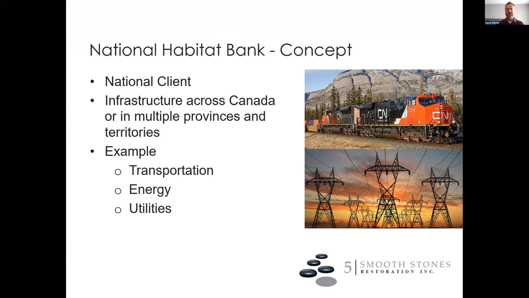what we're going to look at with this concept is a national client, a national proponent who has infrastructure across Canada or at least in multiple provinces and territories. Basically, it's beyond one region. Some examples of that include the transportation industry, rails and highways, the energy infrastructure with oil and gas transmission lines, and other utility lines as well. Many have infrastructure clear across the country, or at least in adjoining provinces. And so those are the clients we're going to be looking at in this presentation.